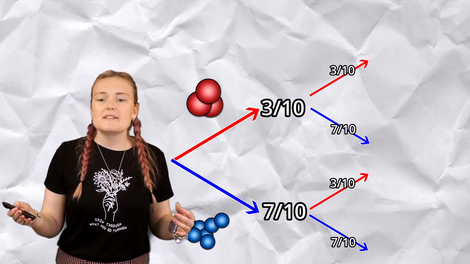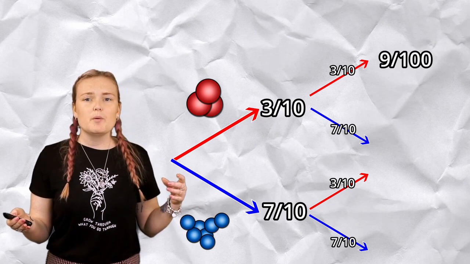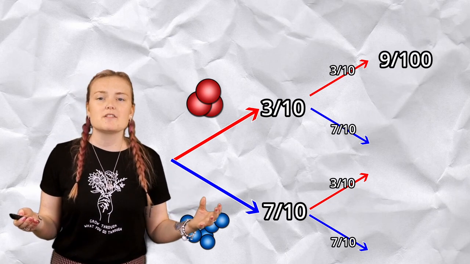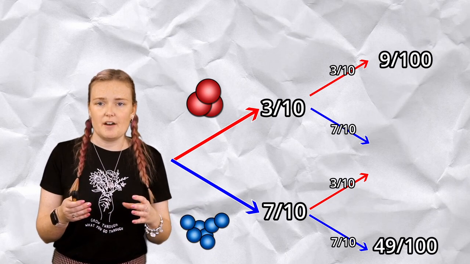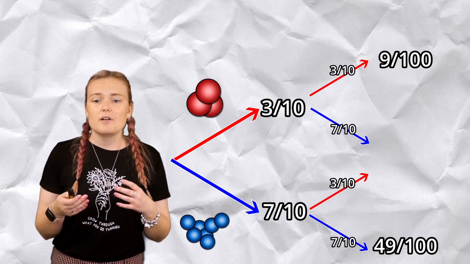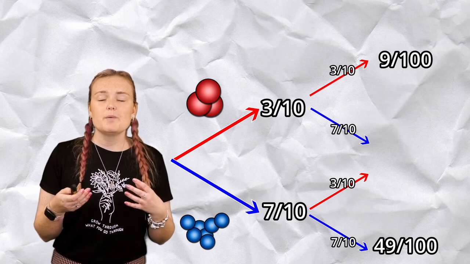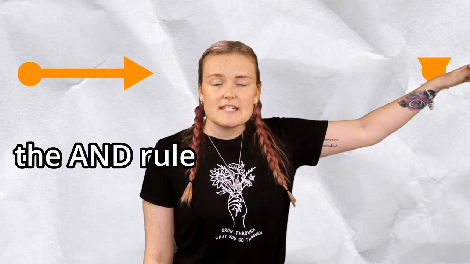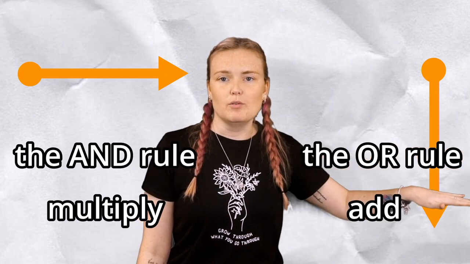So the probability of red and red, we found to be 9 over 100. And the probability of blue and blue, we found to be 49 over 100. So we're simply going to add those 2 together. And because the bottom numbers are the same, I can do this. So the probability of picking 2 of the same colour would be 58 out of 100. To recap, when we go along the branches, it's the AND rule, we times. When we go down, it's the OR rule, so we add.